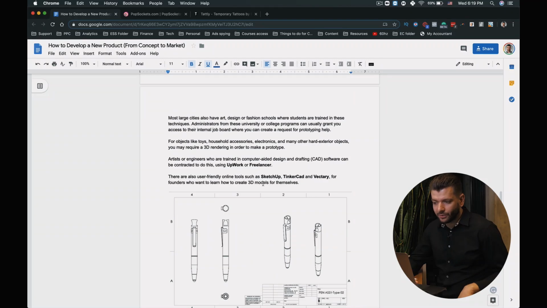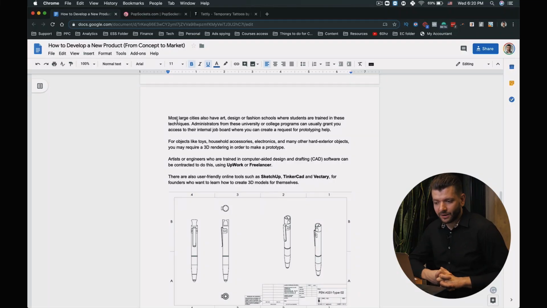Also, in big cities, you would have art, design, or fashion schools where students are trained in these techniques, so you can hire them, and it will also be efficient. And you can also announce a grant for someone who will actually take on this project.